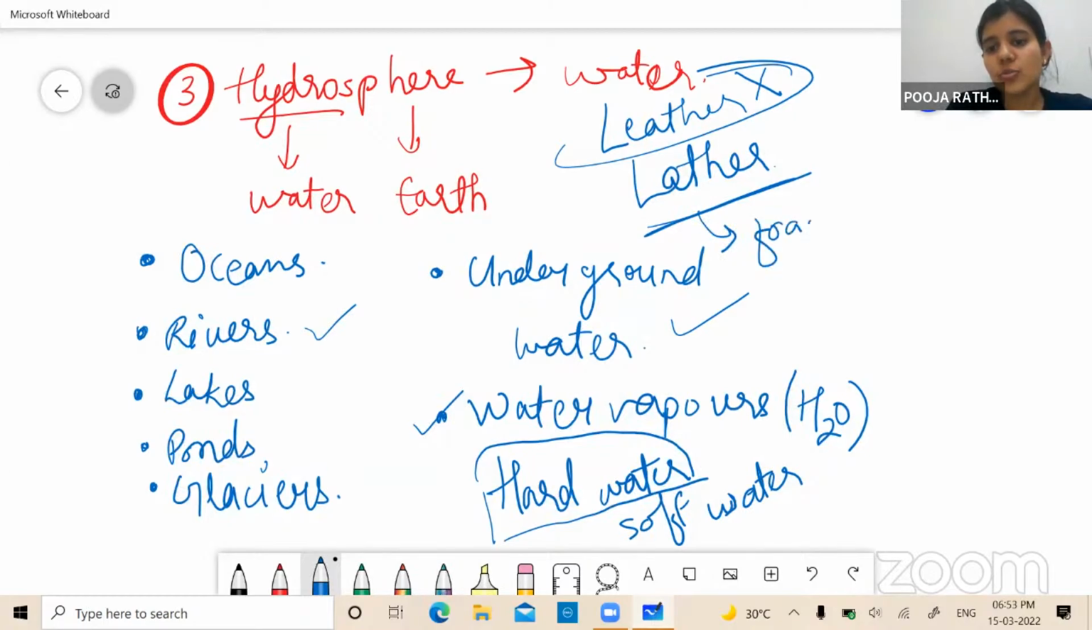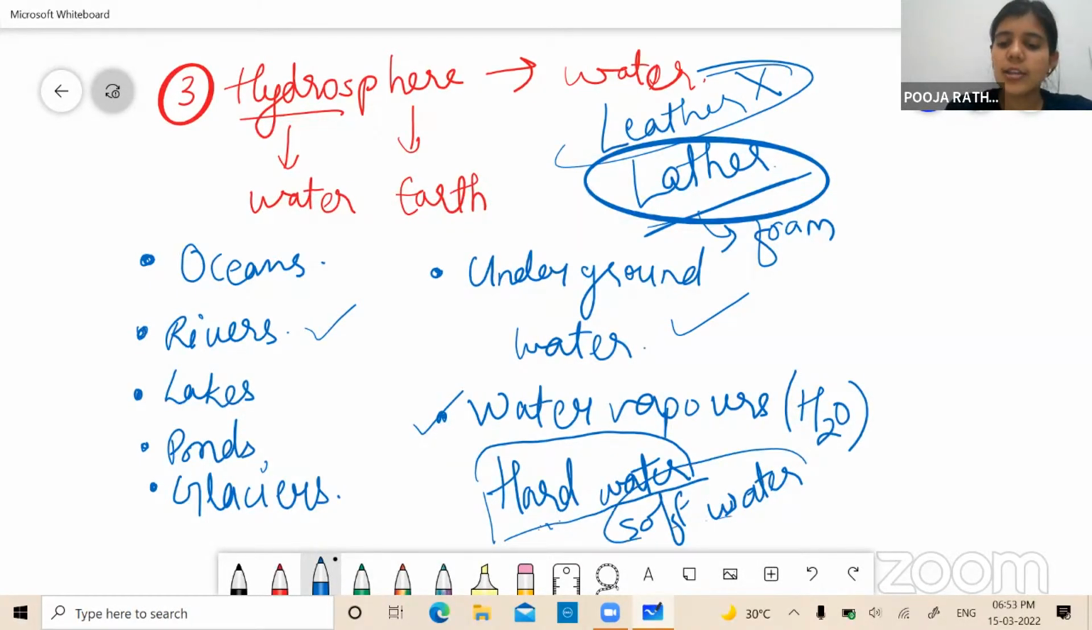Lather is the foam that is made while we use soap. When you use soap, bubbles are made, what we call in Hindi the jhag. That is called lather. In hard water it does not form because hard water contains so many hard salts due to which soaps do not work in it. While in soft water, lather could be formed.